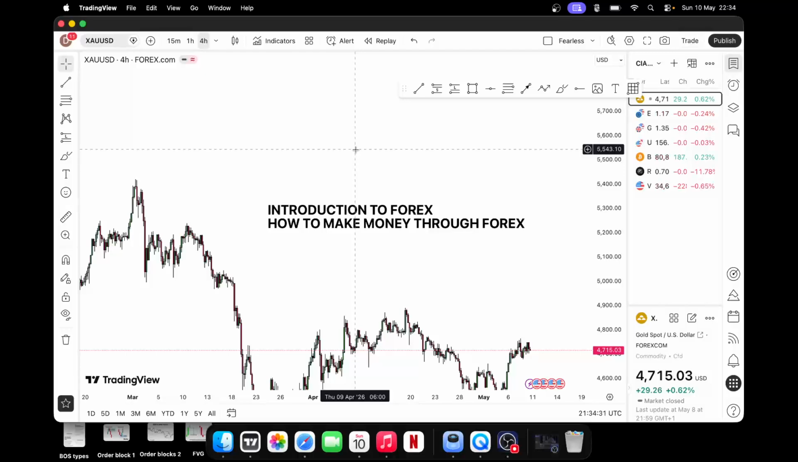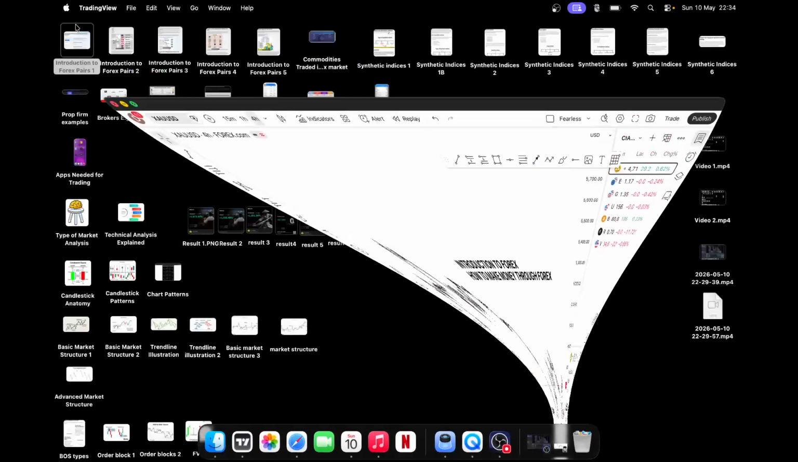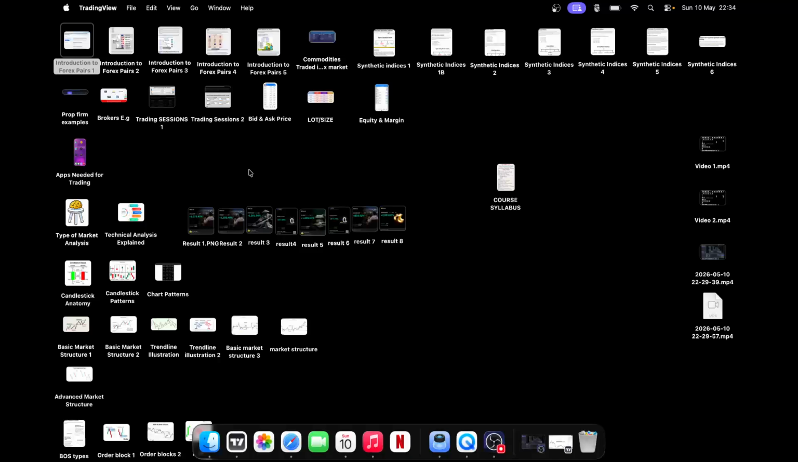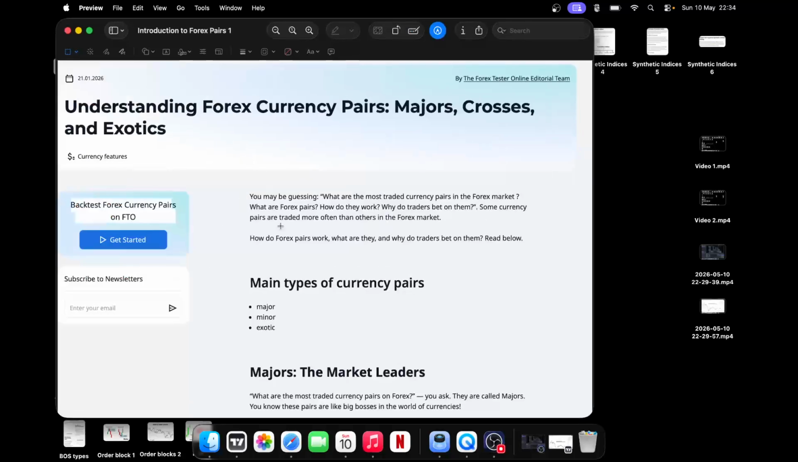But despite the fact that we have 195 countries, which means that there are a lot of currencies out there that you can trade, not all currencies are traded. You get? So they are divided into different categories. We have what we refer to as major pairs, we have what we refer to as minor pairs, and we have what we refer to as exotic pairs.